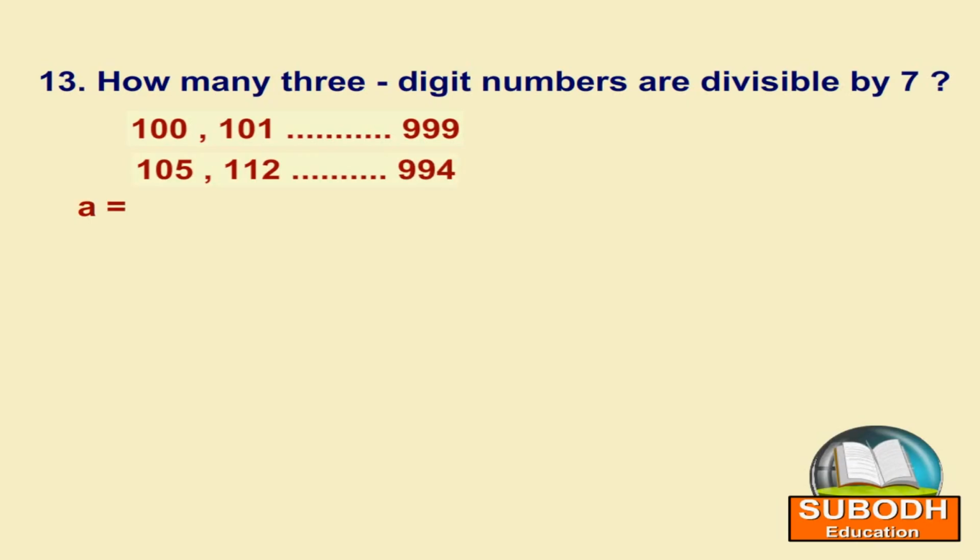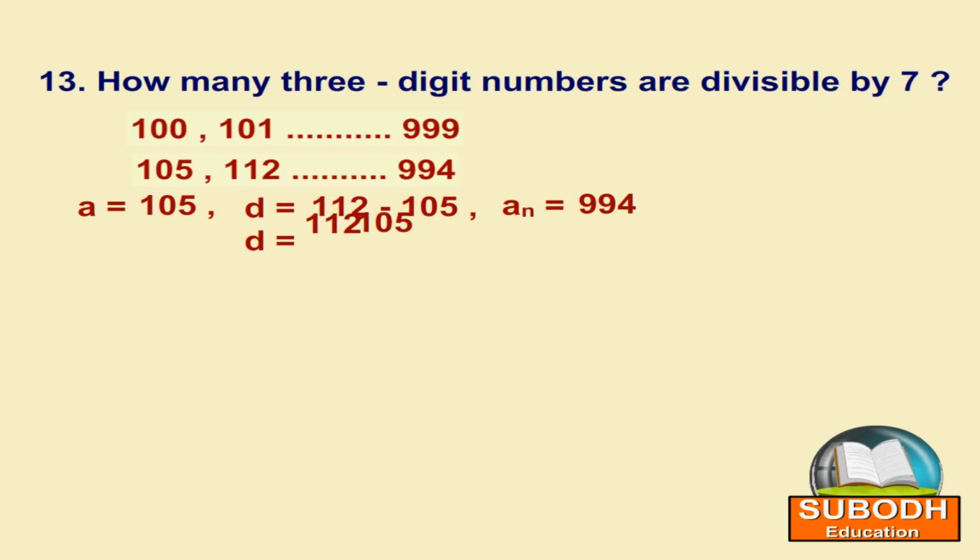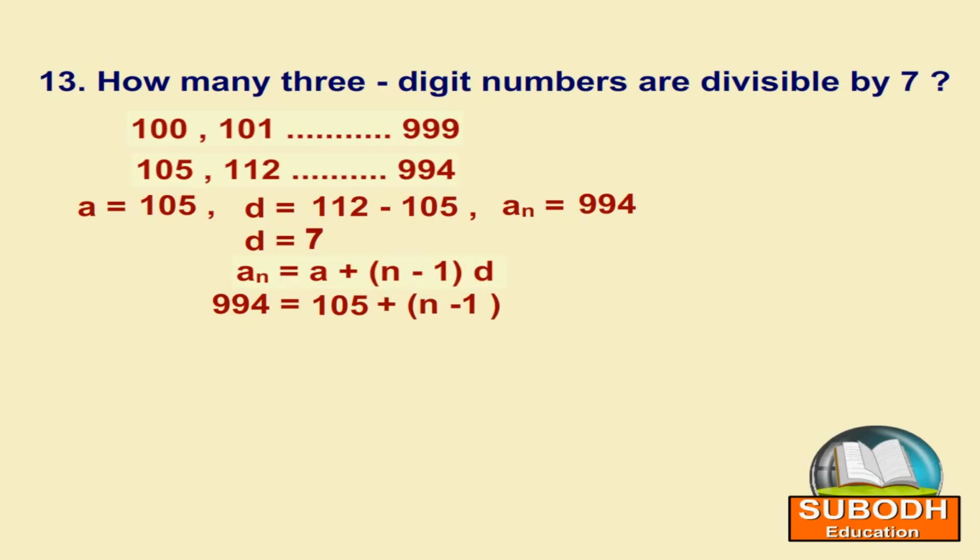A is equal to 105. D, the difference, is the second term 112 minus the first term 105, which is 7. The last term is An, 994. D is equal to 7. An is equal to A plus n minus 1 into D. So An is 994, which is equal to A, 105, plus n minus 1 into D, which is 7.